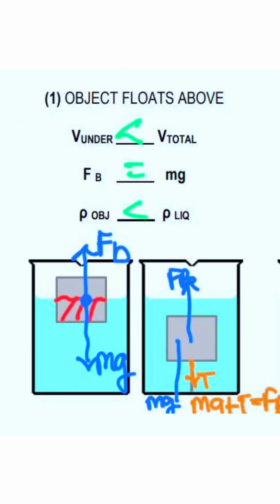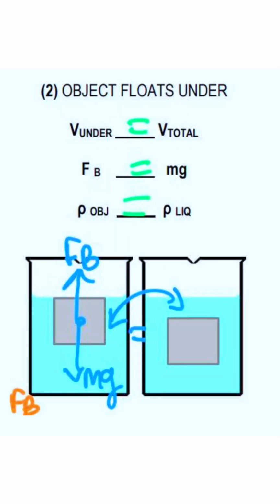In the first scenario, the buoyant force is equal to the force of gravity, and the density of the object is lesser than the density of the liquid. In this scenario, the object floats above the liquid. In the second scenario, the buoyant force is still equal to the force of gravity, but the density of the object is greater than the density of the liquid. In this scenario, the object floats under or just inside the liquid.